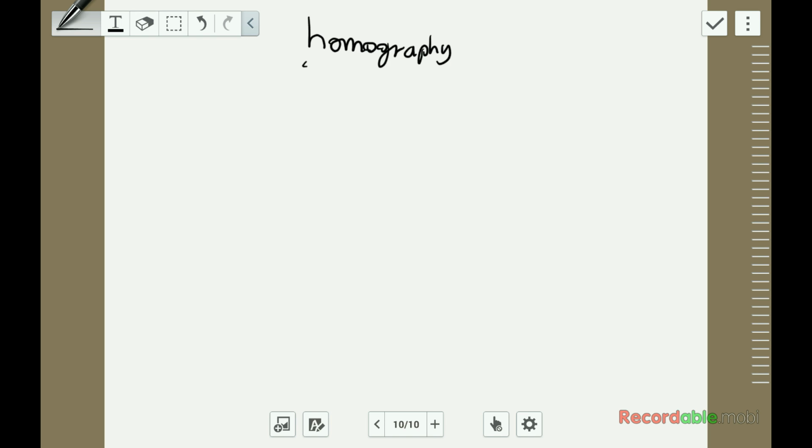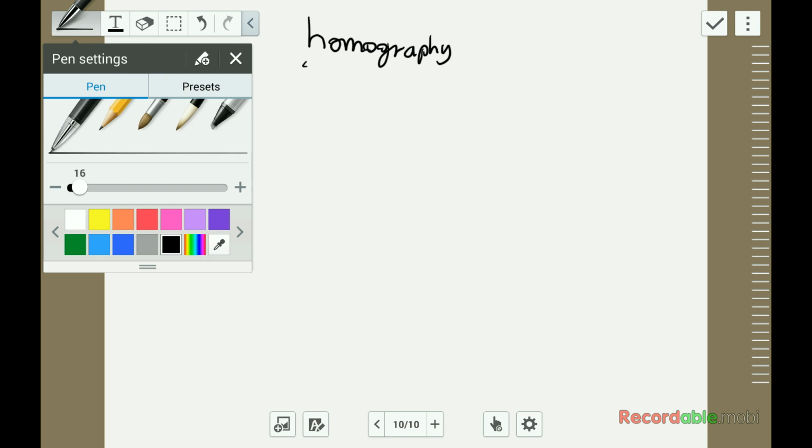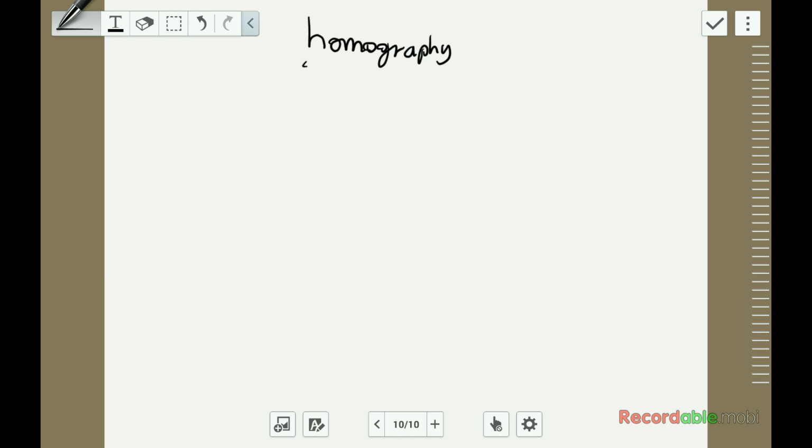So then the question just becomes, well, what's the perspectivity? And I shall show you. I'll show you in the two-dimensional case for a start.